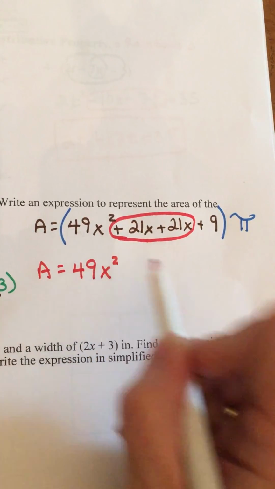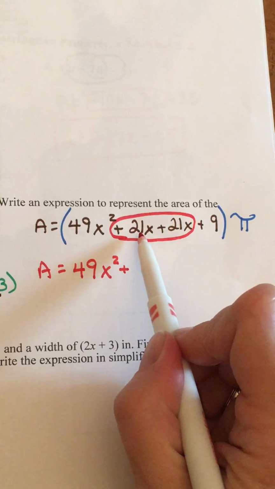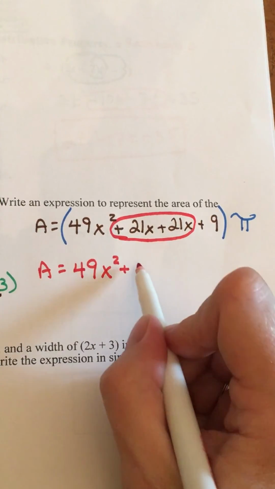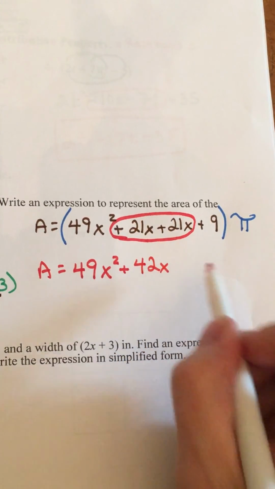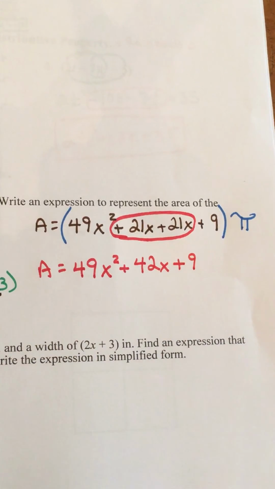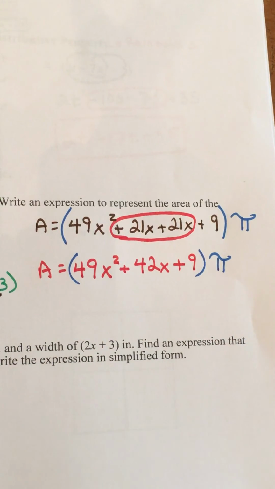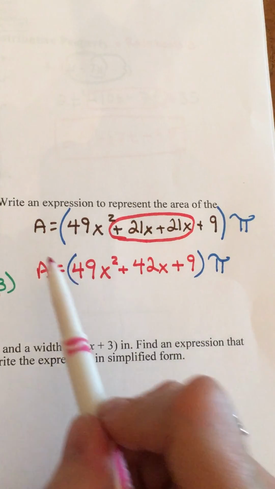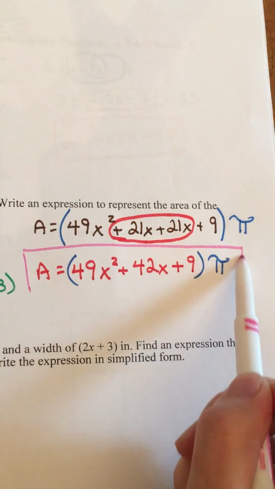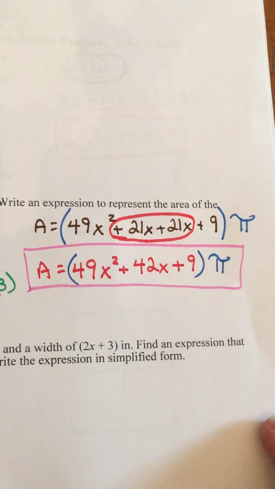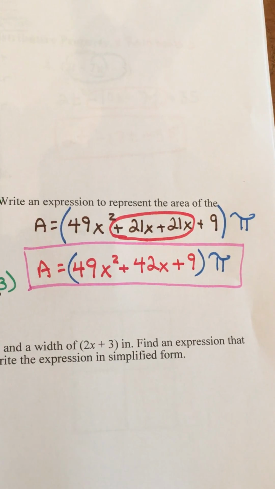49x squared plus 21 plus 21, 42x's plus 9 times pi. And truthfully, you can leave it just like that. All right, it's your turn. Let's do number 11. Come and talk to me if you need some help.